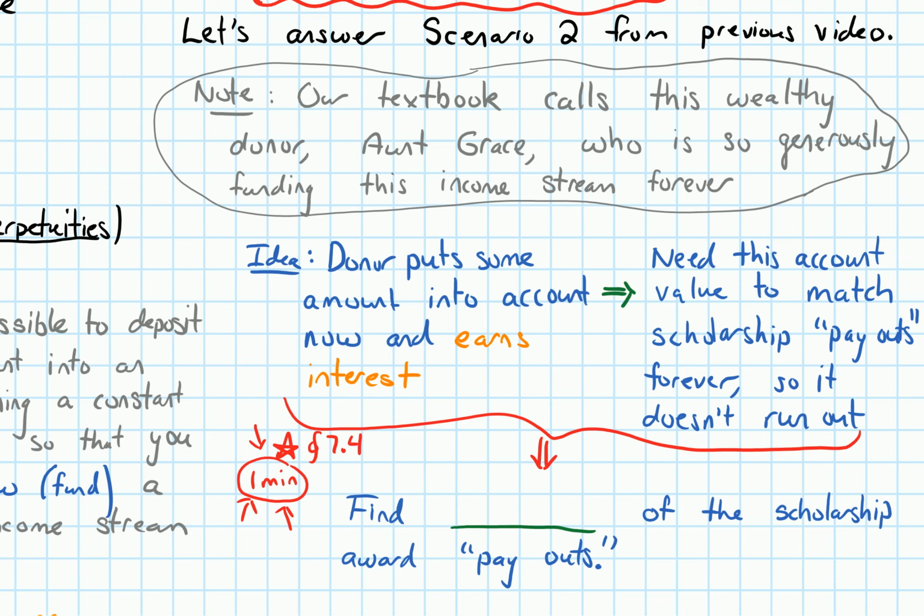All right, so hopefully you paused it for about a minute to think about what goes in that blank. We are interested in knowing, in a sense, how much those scholarship withdrawals are worth now. How much we'd have to put into an account now that earns interest so that its value matches the scholarship payouts. And that is the present value. So we want to know the present value of the scholarship award payouts.